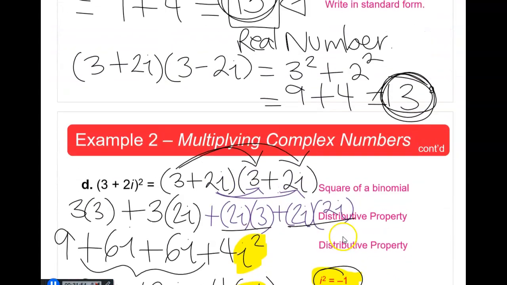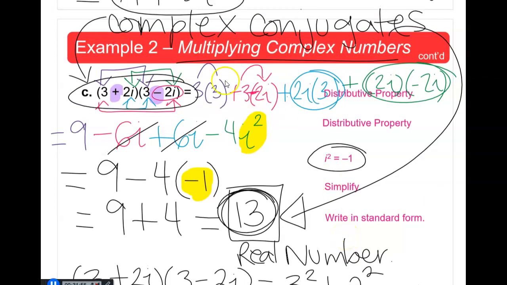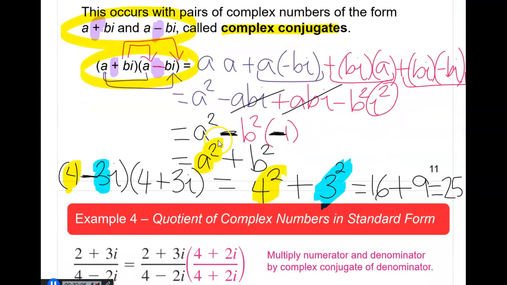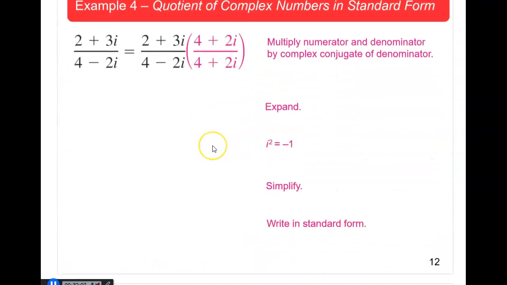And how do we know that it will just be real? Because you could see here that the two terms in the middle will cancel each other out because they have opposite signs. So anytime you can use the shortcut, I will recommend that you do so.